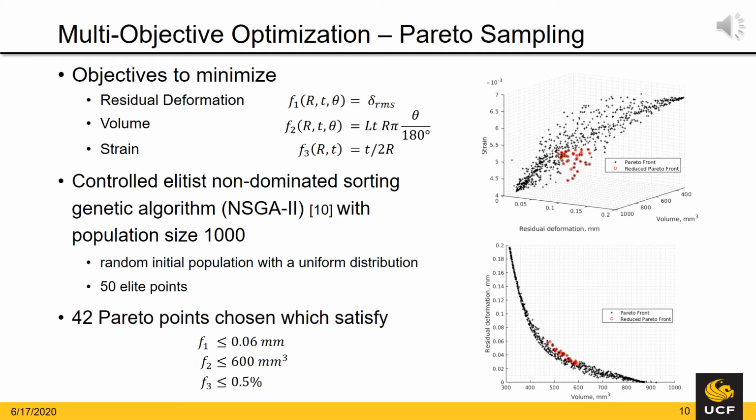The 3D Pareto front is illustrated in the upper right corner, whereas a 2D view is given in the lower right corner, focusing on volume and residual deformation. In these two plots, the black dots form the 700 Pareto points, whereas the red points represent the chosen 42 design points after the constraints were applied.